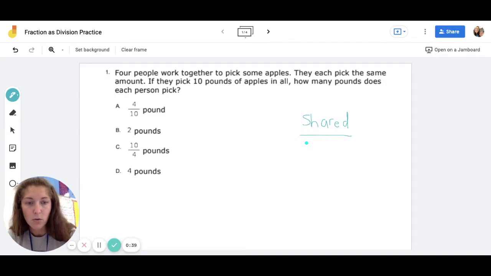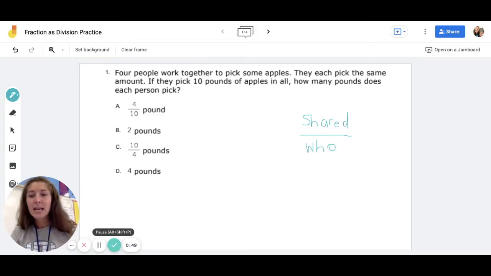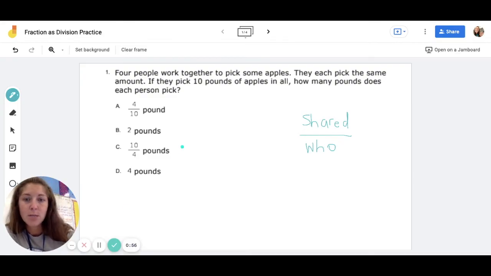If you write this out for every problem that's like this, chances are you're going to get it right 90% of the time. I would almost say 99% of the time. In this problem, what is it that's being shared? So if you read this problem, what am I sharing? If you said that I'm sharing 10 pounds of apples, then you're correct. That is the amount that's being shared.